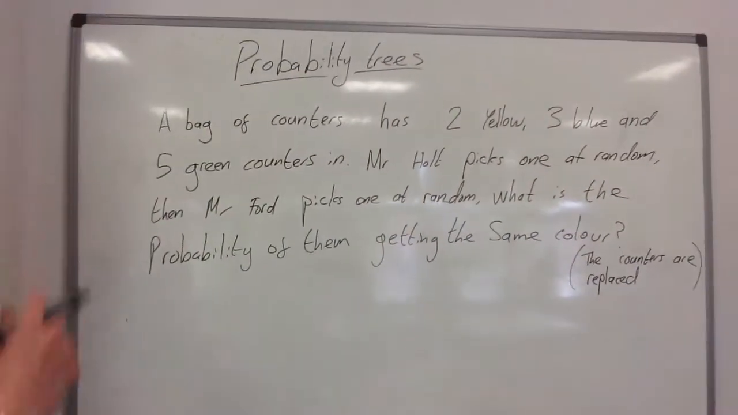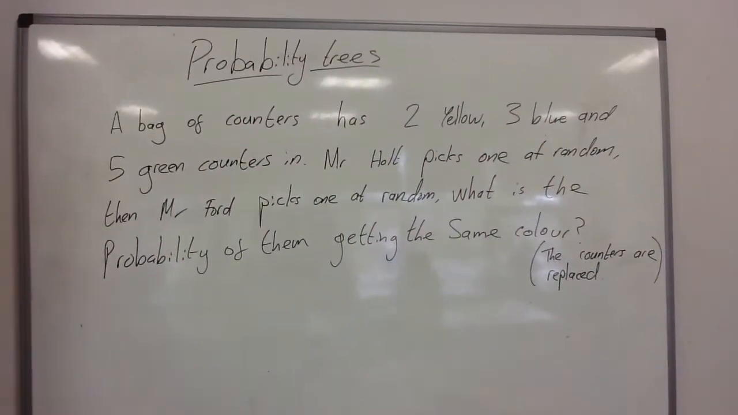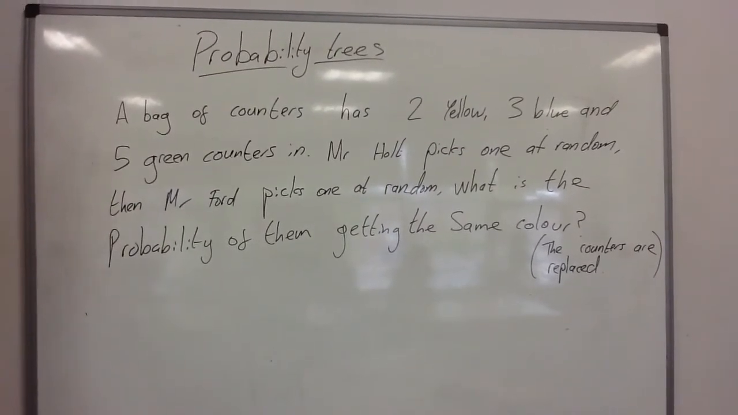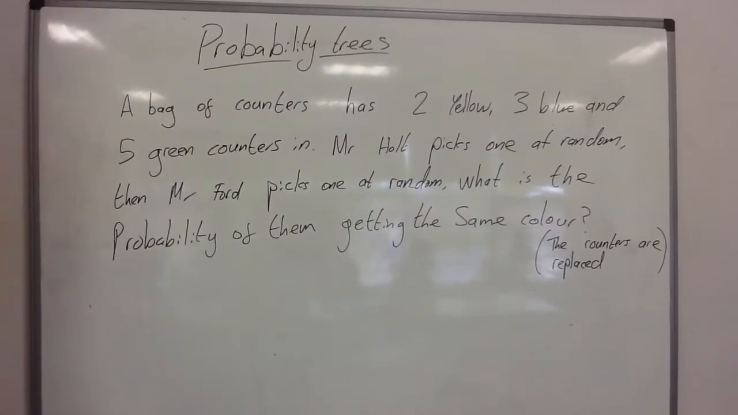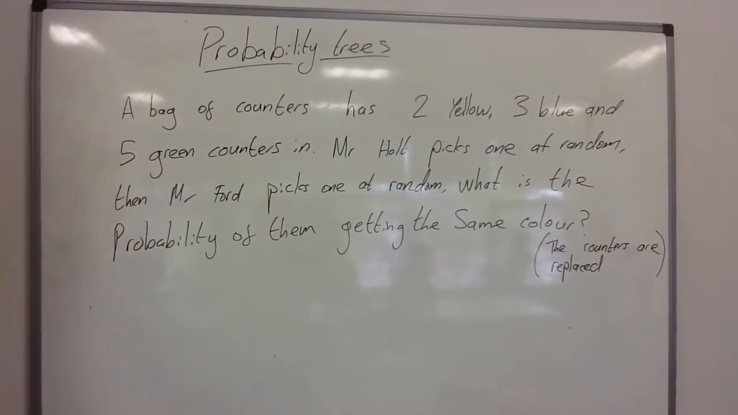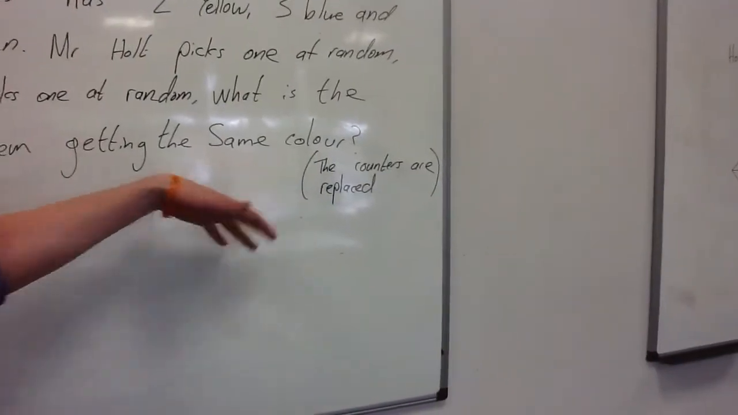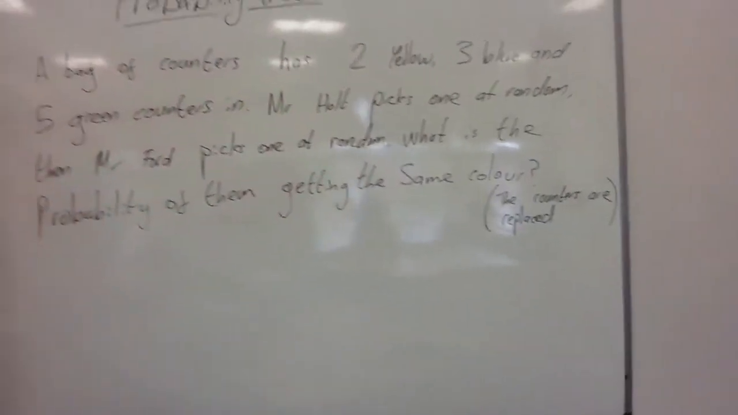We're going to do probability trees this time. We've got a question. We've got a bag of counters. It's got 2 yellow, 3 blue and 5 green counters in it. Mr. Holt picks one at random. Mr. Ford picks one at random in that order. What's the probability of them getting the same colour? Key point here is the counters are replaced. So once one's been taken, it's put back into the bag.